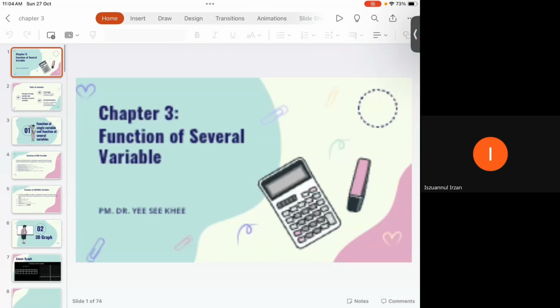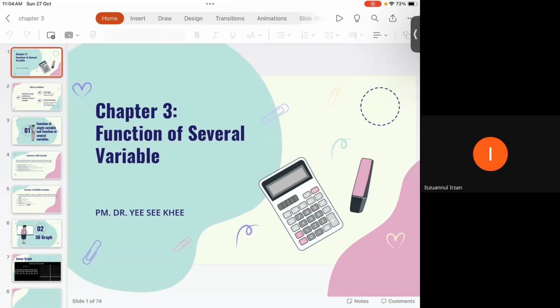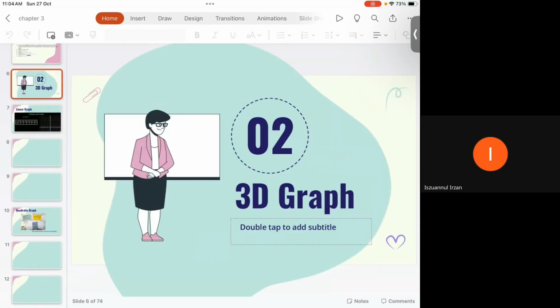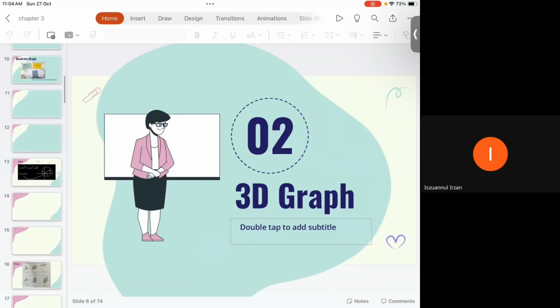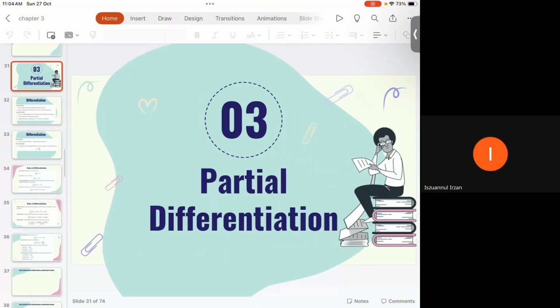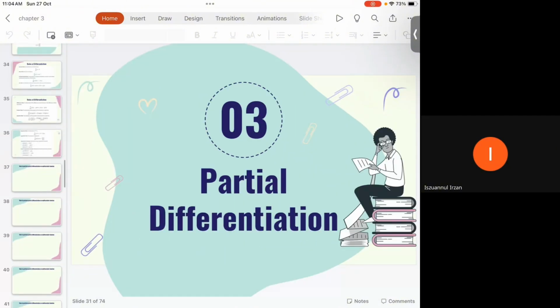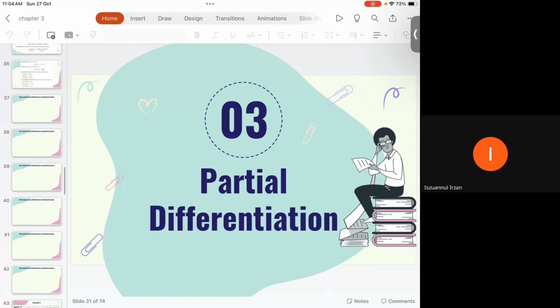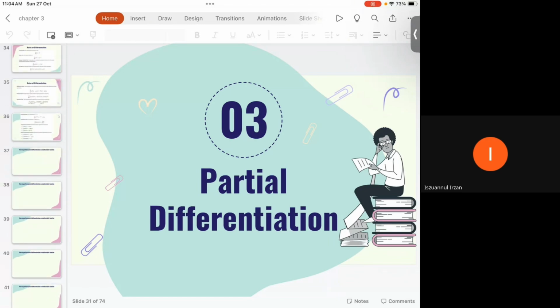Okay, so this is chapter 3. We talk about functions of several variables, and how to plot the graph. In tutorial, we didn't plot the graph, but it's okay. We focus more on the partial differentiations. Everybody comes up and shows me the solutions during your tutorial section. So I think you know how to do the partial differentiations.